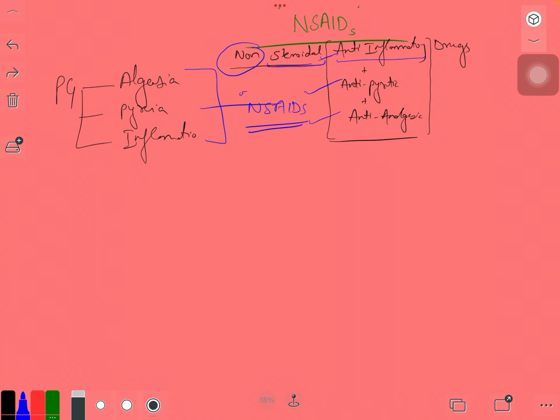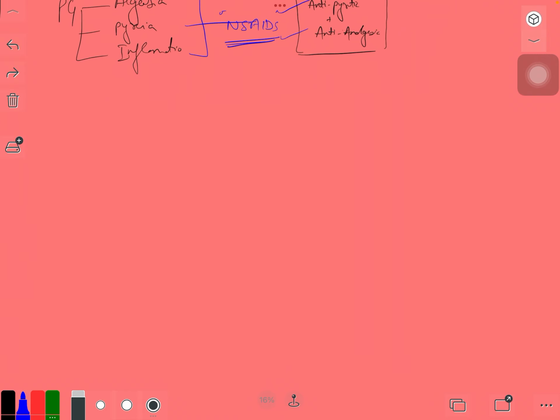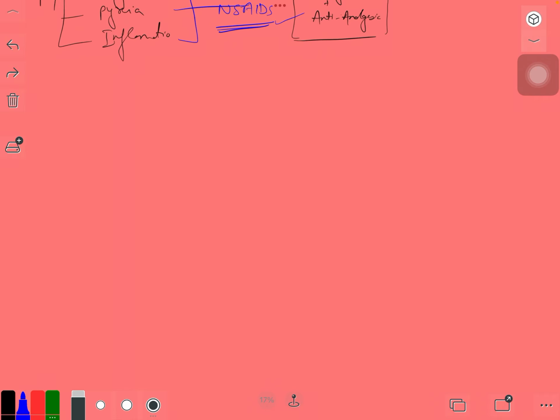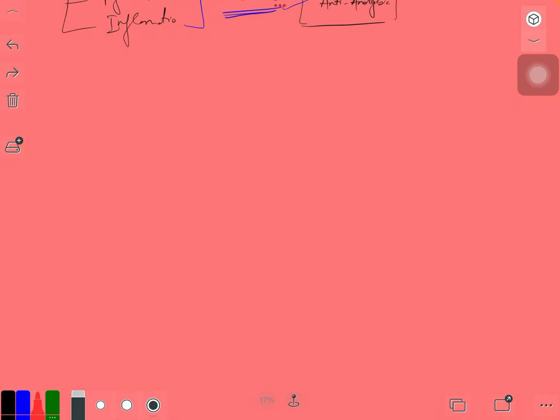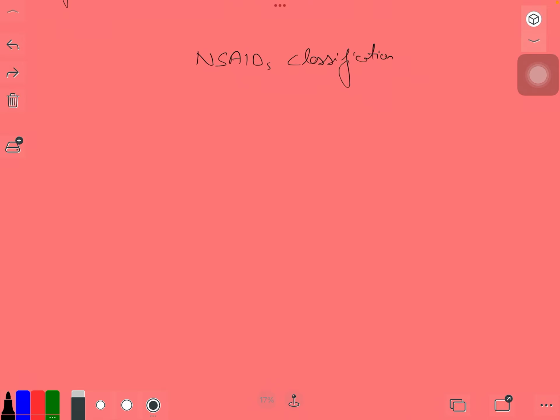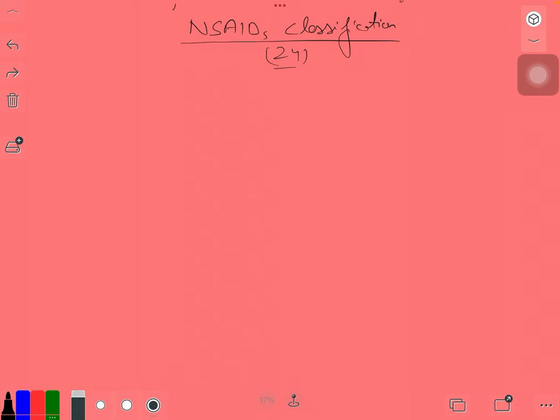NSAID is the option. Now let's first try to classify these drugs, the different types of classification systems in it. There are about 24 drugs in this category. This classification is very, very important for us. There are about 24 drugs in total. Out of 24, we need to understand a few of them. Let's see all these drugs step by step. Overall, these drugs are classified into 4 different types.